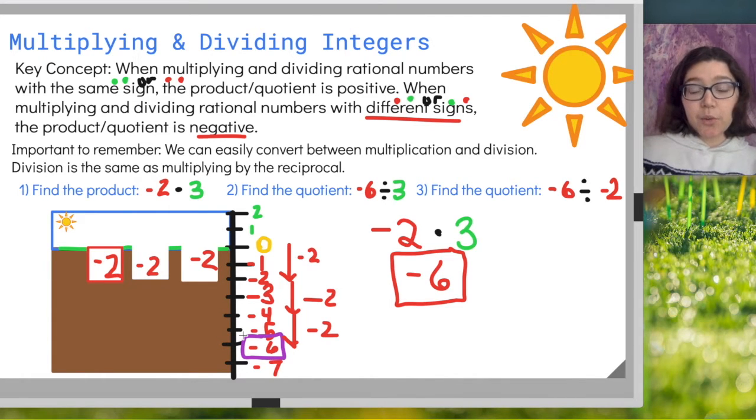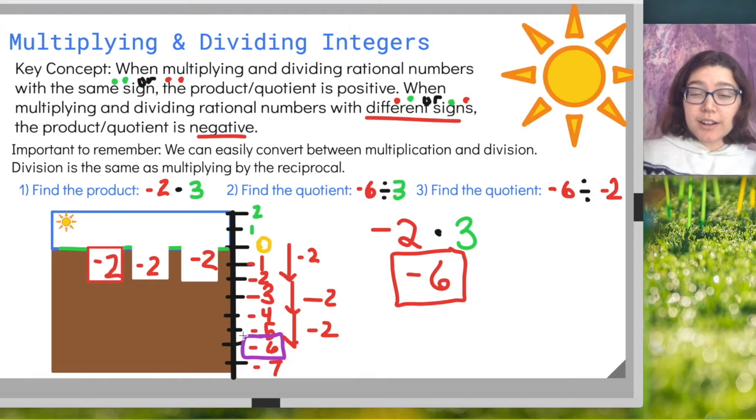Now we want to find the quotient, which means we're dividing. Negative 6 divided by 3. So this is very much related. Now we're told we're starting with a hole in the ground that is negative 6 deep, 6 units deep, and we somehow need to split that up into 3 equal parts. What is going to make up those 3 equal parts?